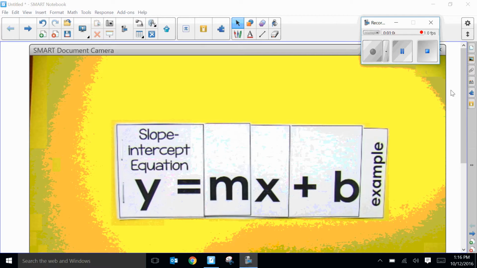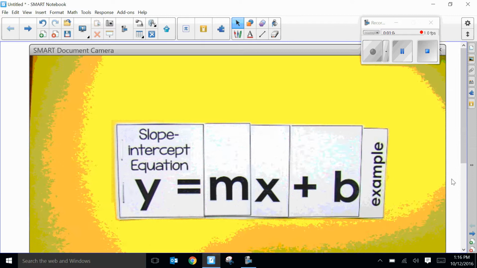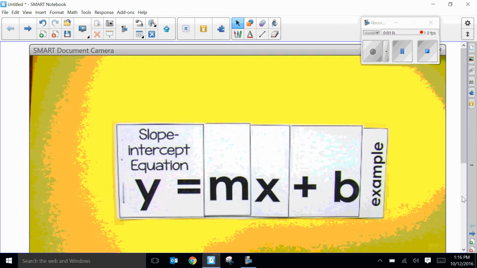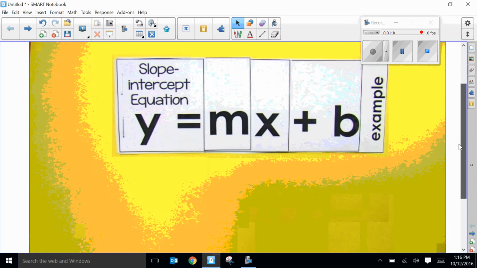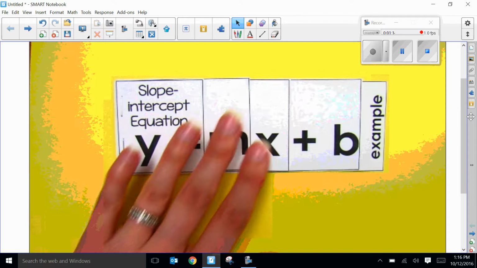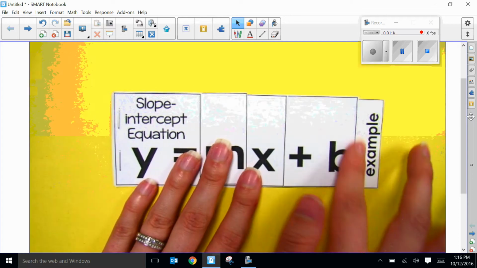Okay guys, so my foldable's all finished. You can see it's there. It is folded on the left side. I'm trying to scroll down. There we go. Okay, so we're going to go through the foldable and look at the different pieces. And now all of these pieces you know, except for b. This is the only thing that's new to you.